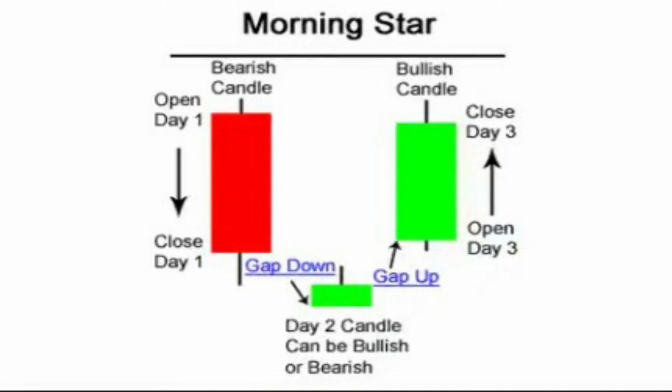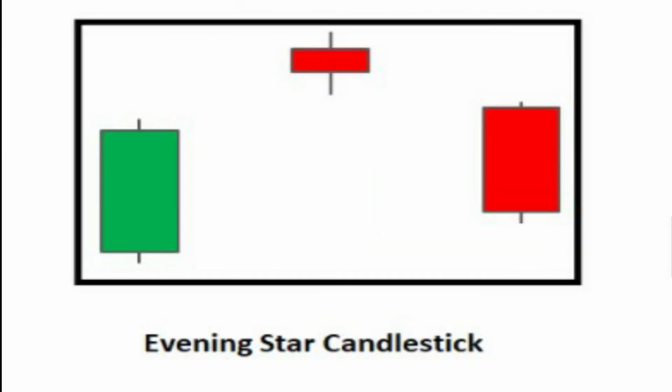Morning Star. The first candle is long and black. The second gaps below the first, closes and trades in a small range. The third is long and white or green. Evening Star. The small range of the second candle suggests indecision, and the lower close of the third candle confirms the bear.